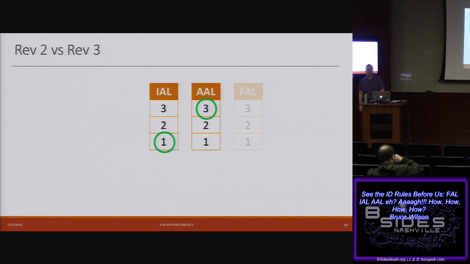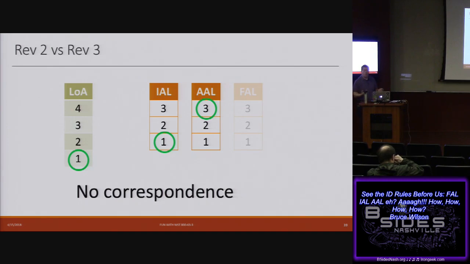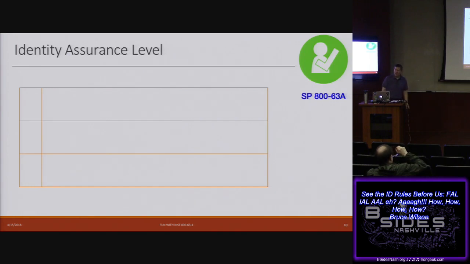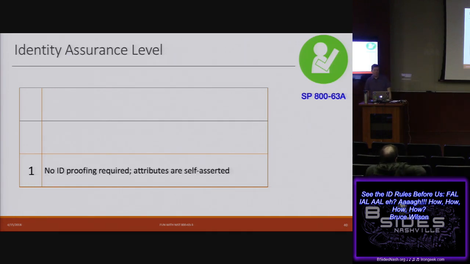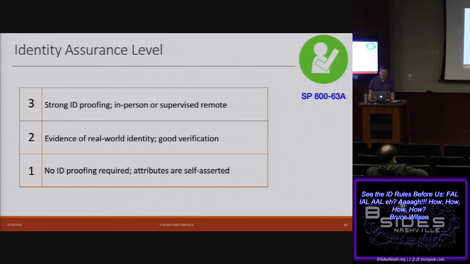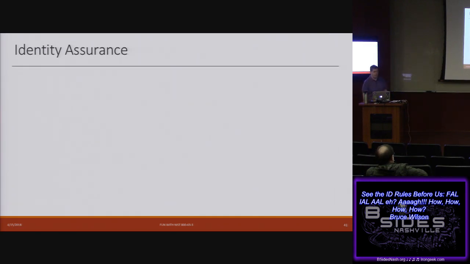So you may have a low identity assurance level. So there's no correspondence between those. And so let me dig in for a minute and talk about this identity assurance level. At IAL 1, no identity proofing is required. The user has said who they are. All of these attributes are self-asserted. In level 2, there is some evidence of that real-world identity and good verification of who that person is. And then at level 3, there's some very, very strong identity proofing in person, or this new concept I'll talk a bit about, supervised remote.